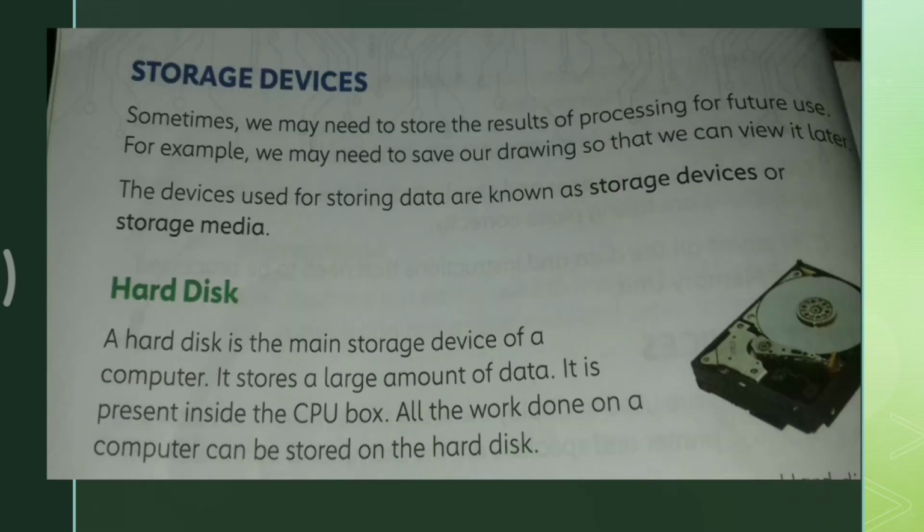Next we can see storage devices, where the information is stored in the computer. We know that we store results for future use, so we save them, okay. We may need to save our drawing so that we can view it later, okay. So the device used for storing data is known as a storage device or storage media. For future use, we store data in our storage media or storage devices.